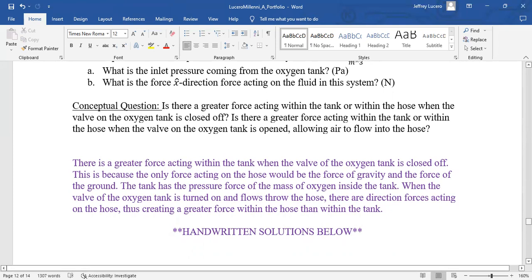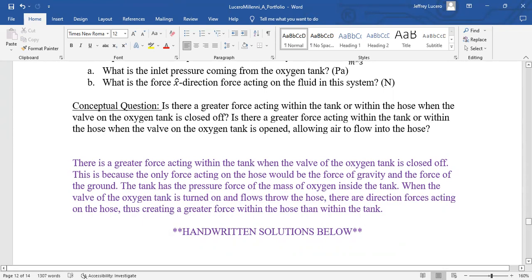There is a greater force acting within the tank when the valve of the oxygen tank is closed off. This is because the only forces acting on the hose would be the force of gravity and the force of the ground. The tank has the pressure force of the mass of oxygen inside the tank. When the valve of the oxygen tank is turned on and oxygen flows through the hose, there are directional forces acting on the hose, thus creating a greater force within the hose than within the tank.